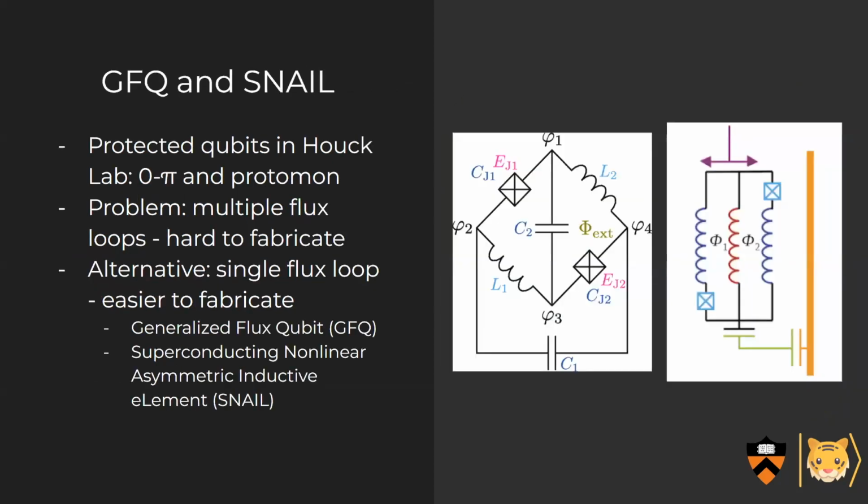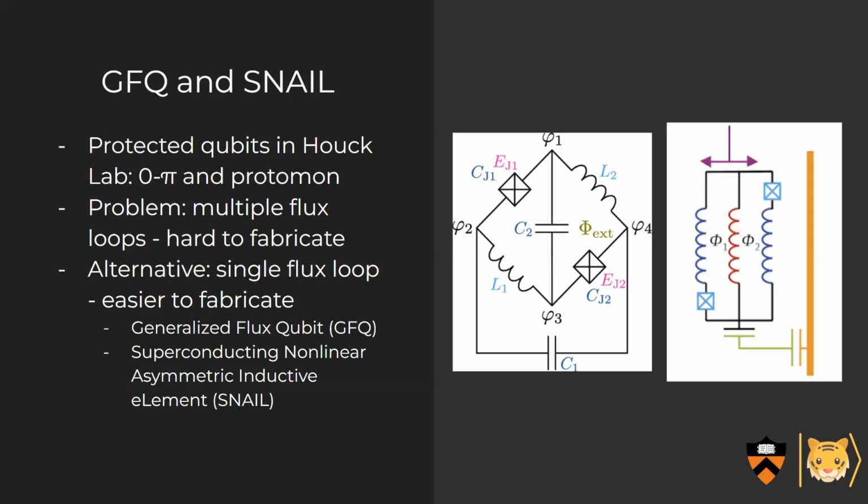So what are we suggesting here? In the lab that I was working in throughout this project, there are already some protected qubit designs. Two of the most commonly researched ones are 0-pi, as you can see in the picture on the left, and Protomon, which is the picture on the right. Like many other designs for protected qubits, these qubits are really hard to fabricate and control precisely because of the amount of loops it takes to fabricate these systems.